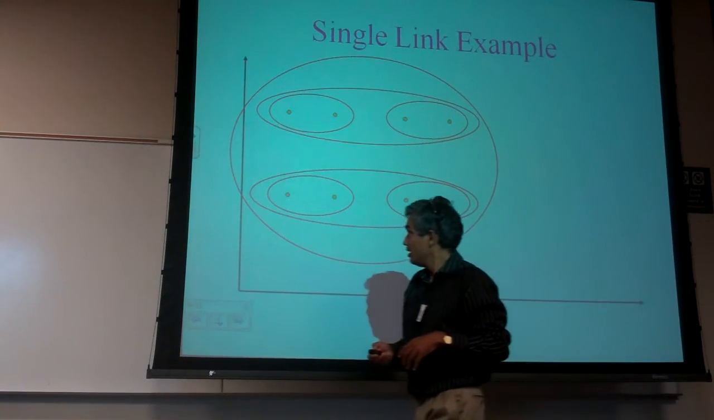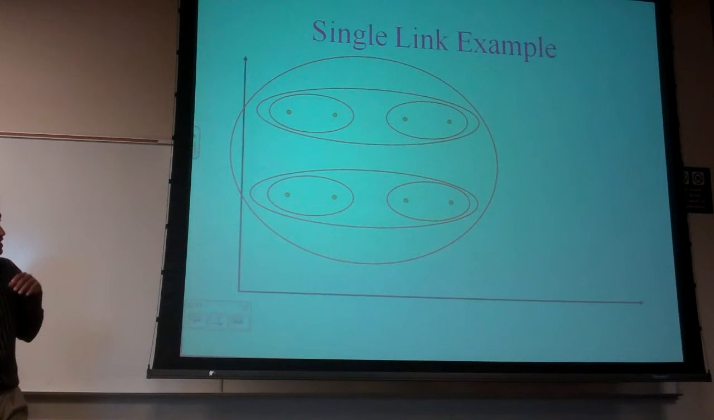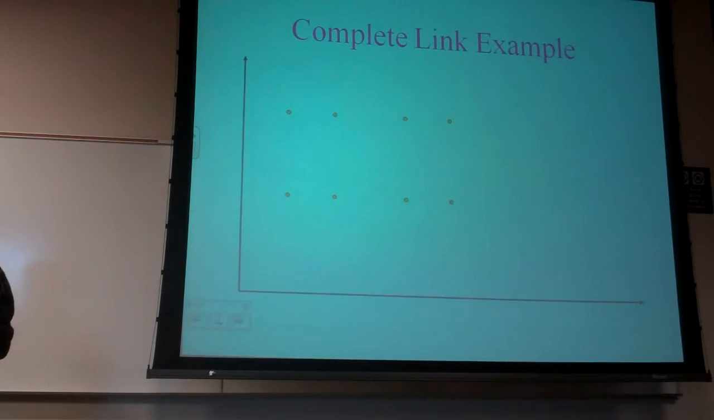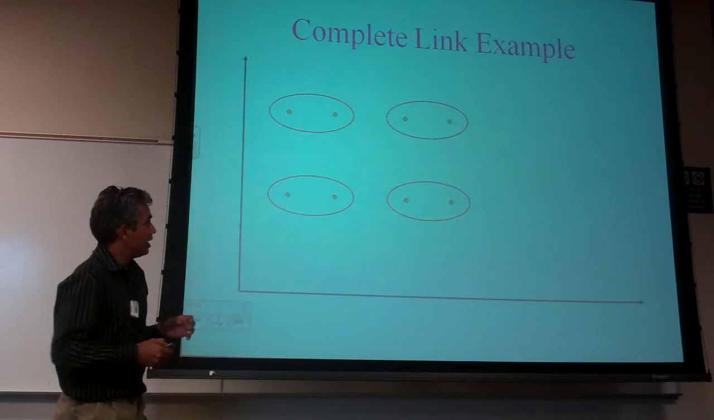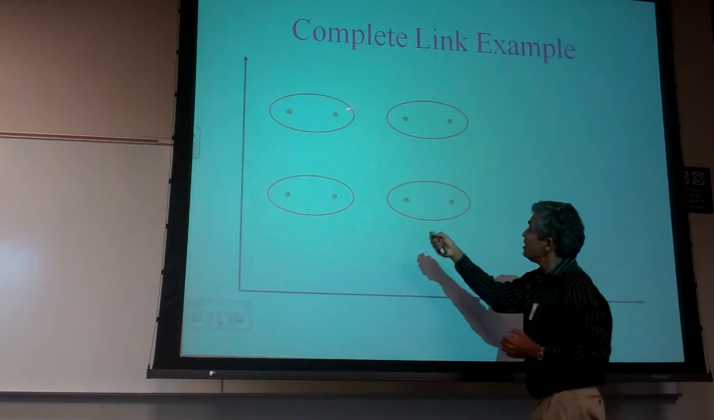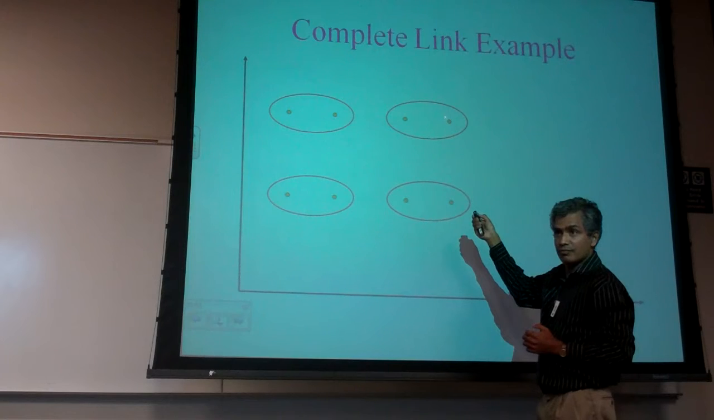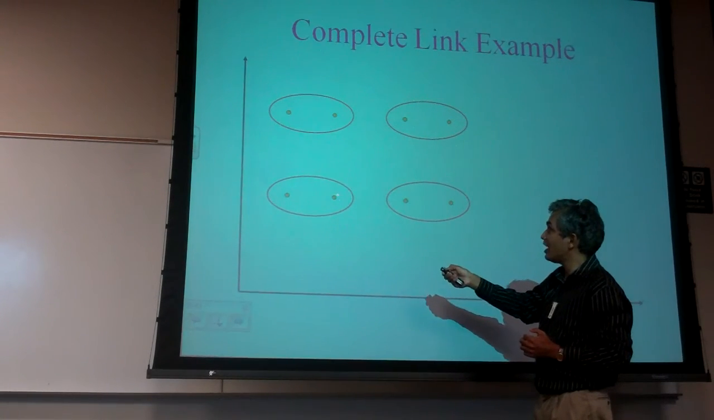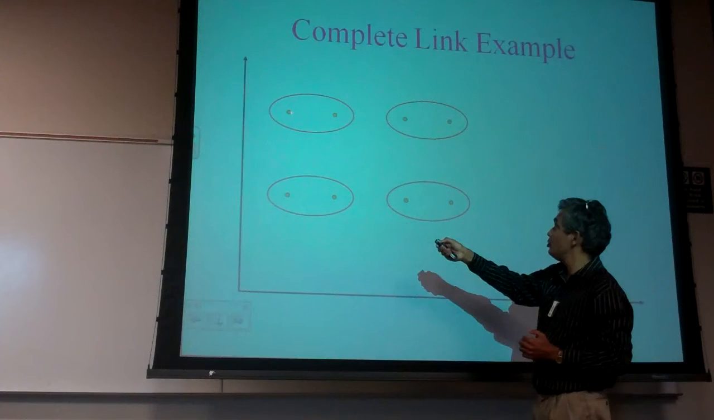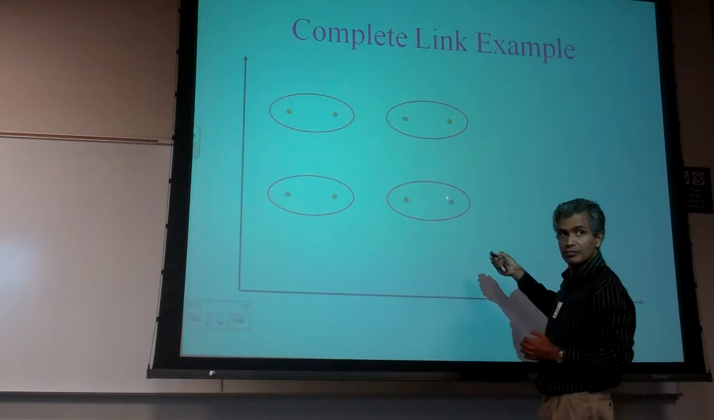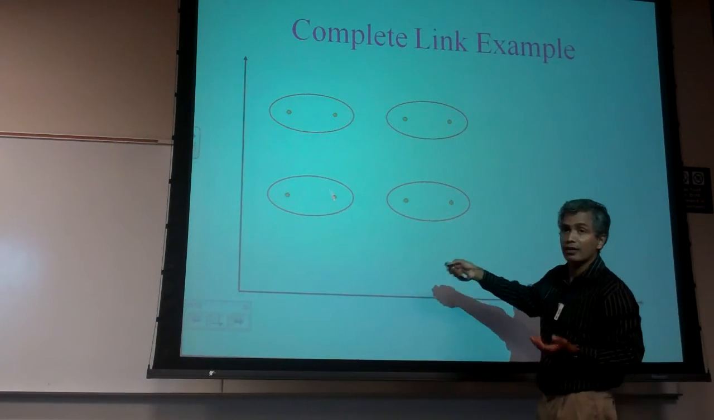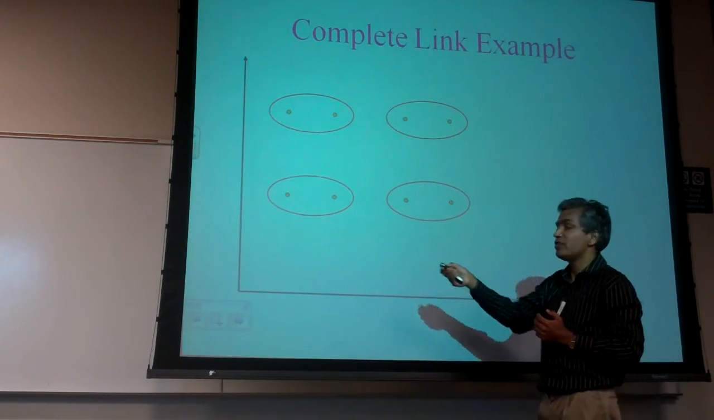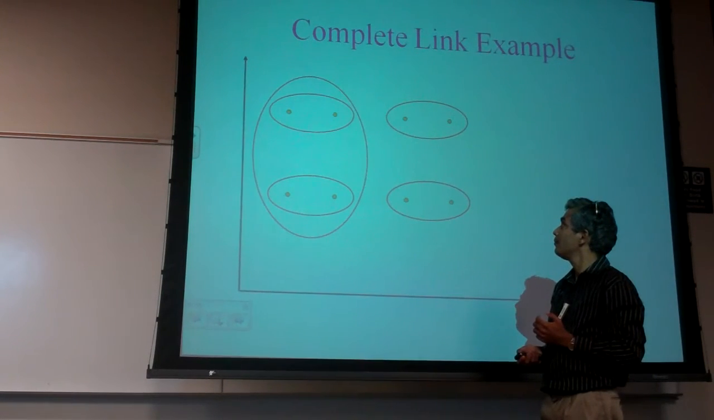Now if, using the same exact data, I use complete link as the distance between the clusters, what happens? I come up to this point again. Now remember that the distance between these 2 would be that much, the distance between those 2 would be that much, and the distance between those 2 would be that much. Of those, which one is the lowest? This one. So I would merge with that, and then merge.